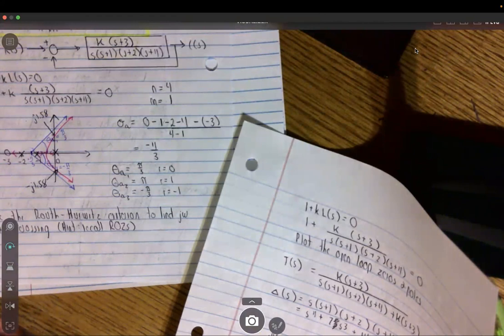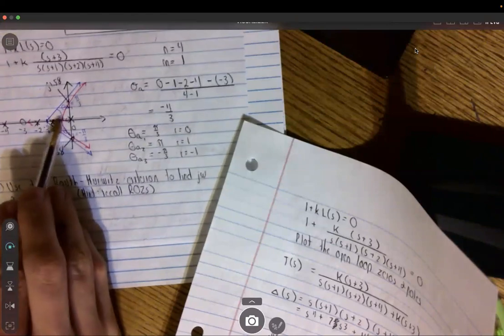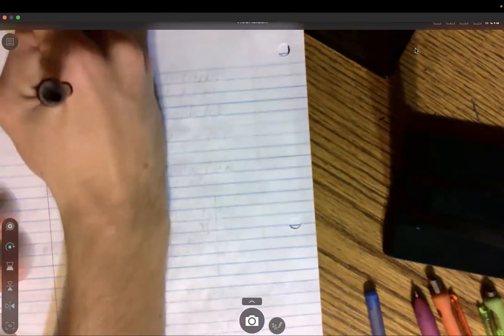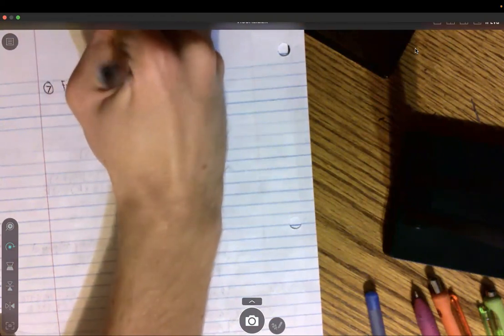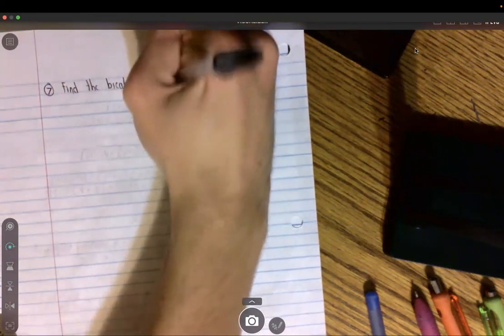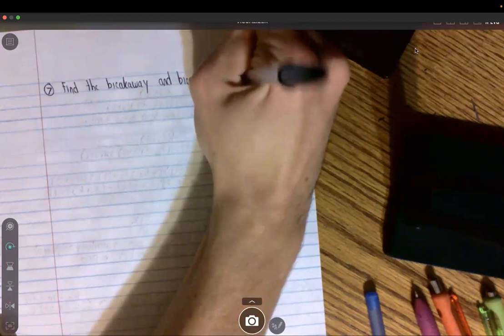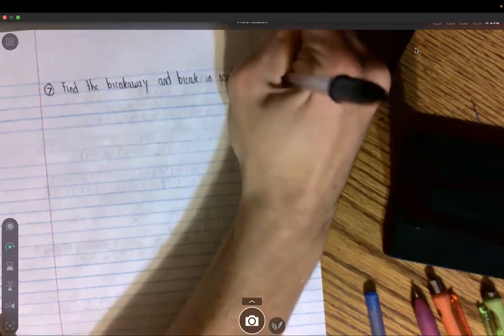Okay, now that we determined that, we need to find the breakaway and break-in points. We're able to find the j omega axis crossing points, but we don't know where this root locus breaks out from. So that's the next rule we're going to look at. For rule number 7, you're going to find the breakaway and break-in points on the real axis.